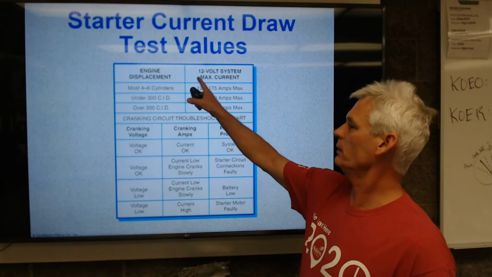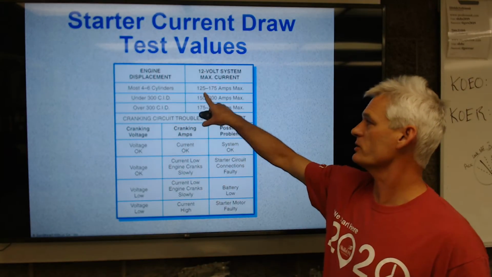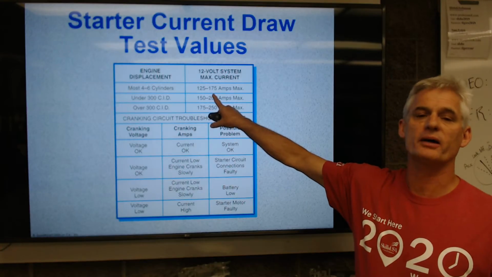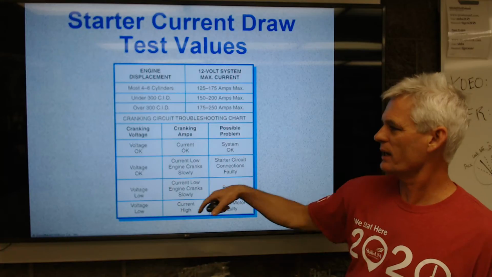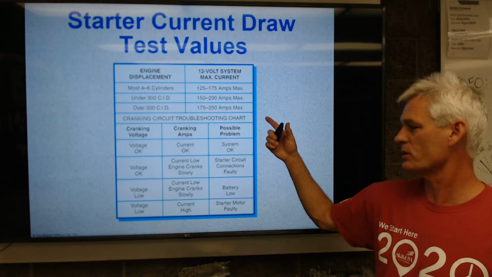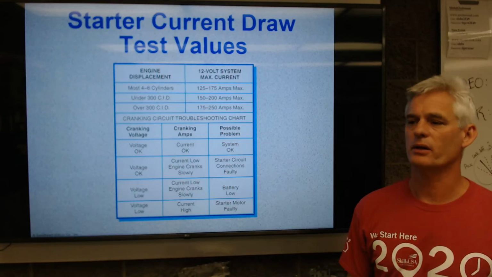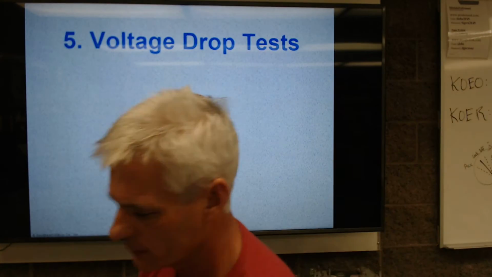This is showing some test values for our tests. Most 4 and 6 cylinder engines are going to draw about 125 to 175 amps. And this tells us, is the cranking voltage okay? Is the cranking okay? Then the system's okay. And it gives us some scenarios that we could think about there. So I'm going to pause here.